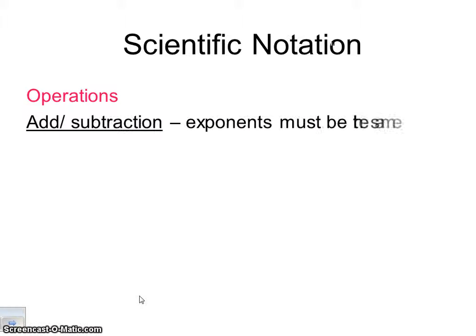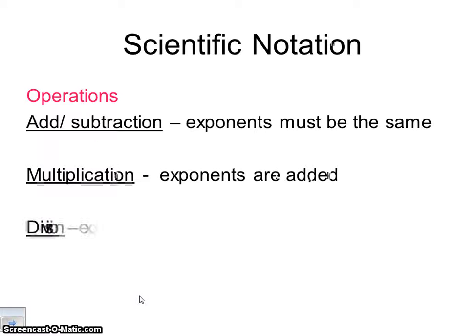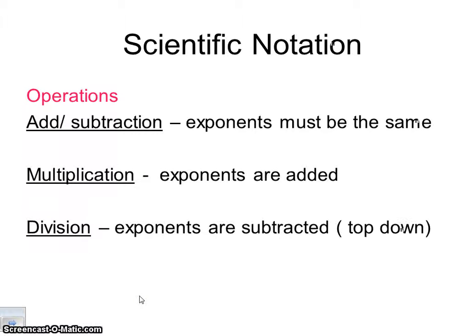Okay. If you are doing them by hand, there are several rules that you need to follow. The exponents, if you're doing addition and subtraction, must be the same, and if they're not, then you have to adjust them to make sure that they are the same. Multiplication, you are going to add exponents. And in division, you're going to subtract them, and it's from the top down.